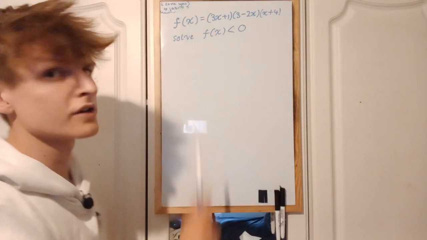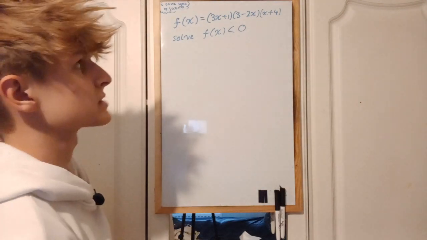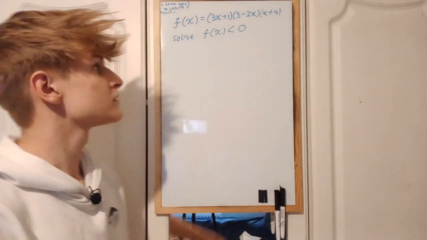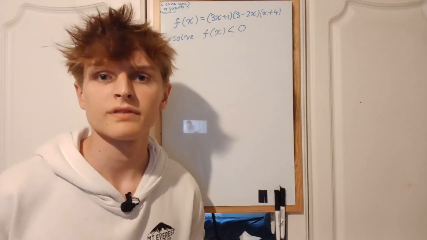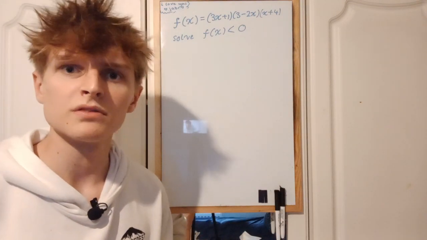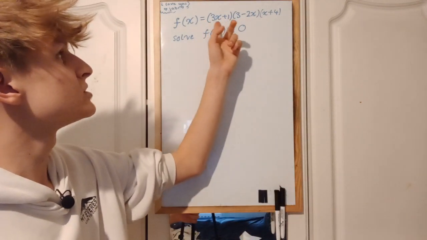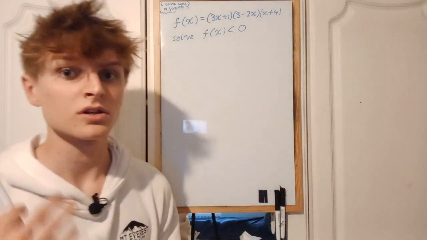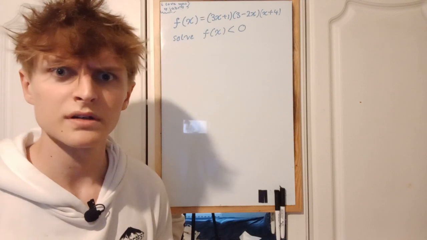Okay, so this first problem up here, we've got this lovely cubic function, f of x equals (3x + 1) multiplied by (3 - 2x) multiplied by (x + 4), and we've got to solve the inequality f of x is less than 0. So putting that into English language, we've got to solve the values of x such that when you chuck them into here, you get negative numbers.